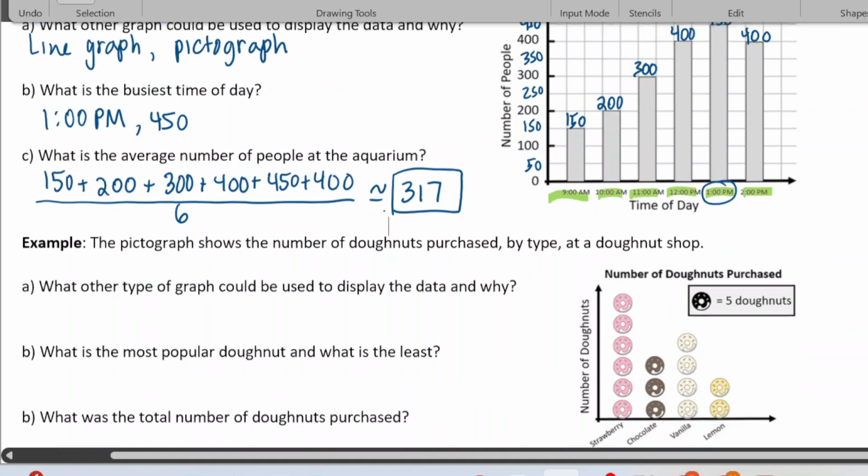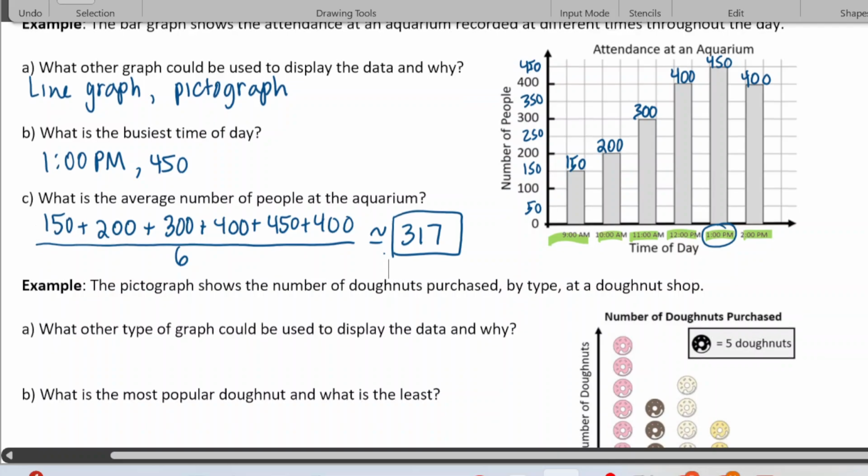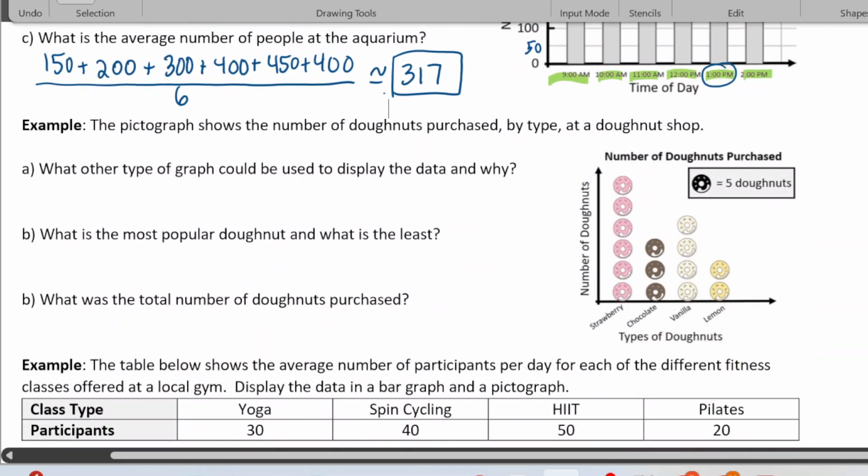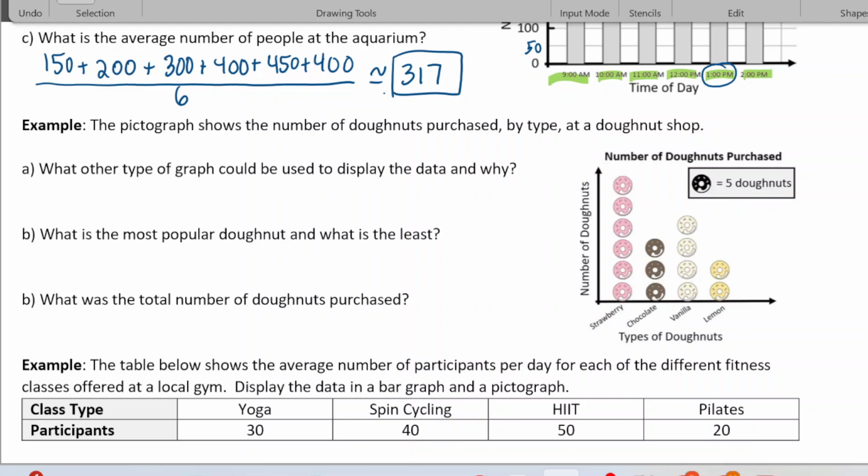Okay, let's look at a pictograph. So that's a bar graph. Here's a pictograph. It says showing the number of donuts purchased at a donut shop. So we've got strawberry in the different categories, right? We see on the bottom, strawberry, chocolate, vanilla, lemon. And then there's usually a key with a pictograph. So in this key, it's saying that one donut represents 5 donuts actually, so that you don't have too many pictures of donuts to count. It makes it easier to count.